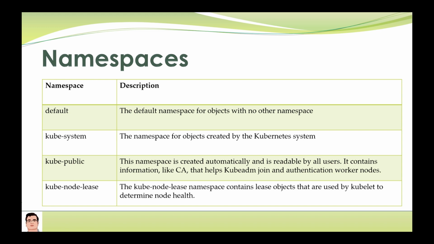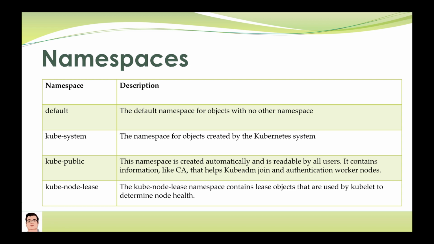So you can see this is a table of the namespaces and their descriptions. The default namespace is for objects with no other namespace. So whatever you create initially goes into the default namespace if you are not providing the namespace in the imperative or in the declarative way.